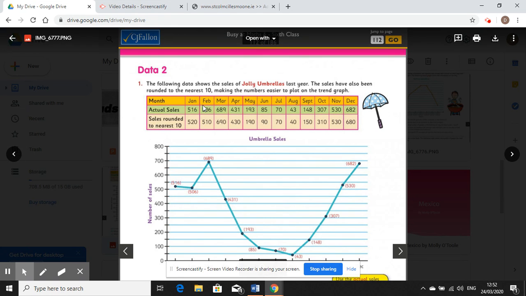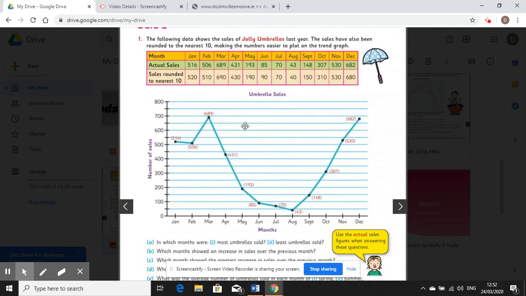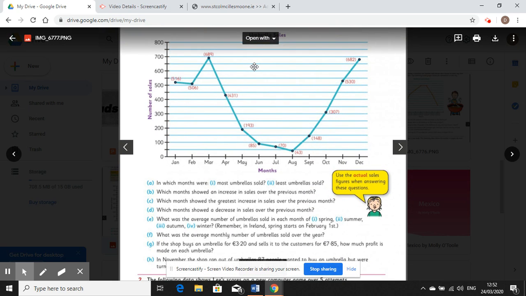So here we have the months of the year from January all the way through to December. Here we have the actual sales, and they have rounded the sales to help them put on a trend graph, which is quite handier because it'd be very difficult to plot 516 on the graph. So it's a good idea what they have done. They've rounded it. Okay, so let's look at some of the questions that are asked in this graph.